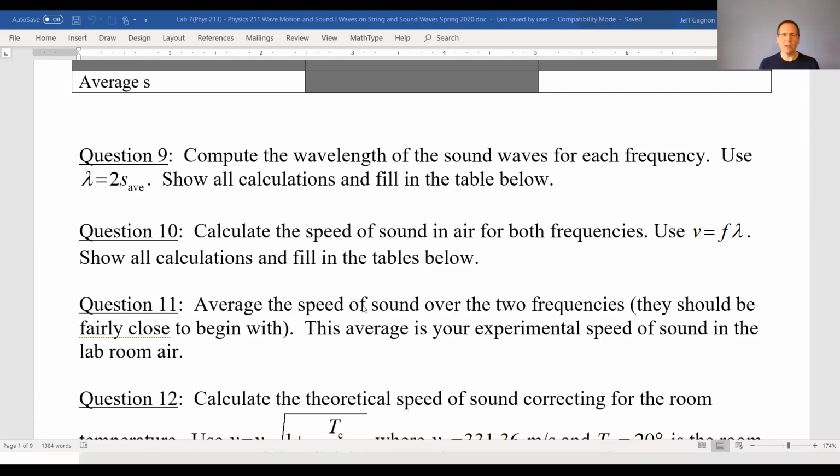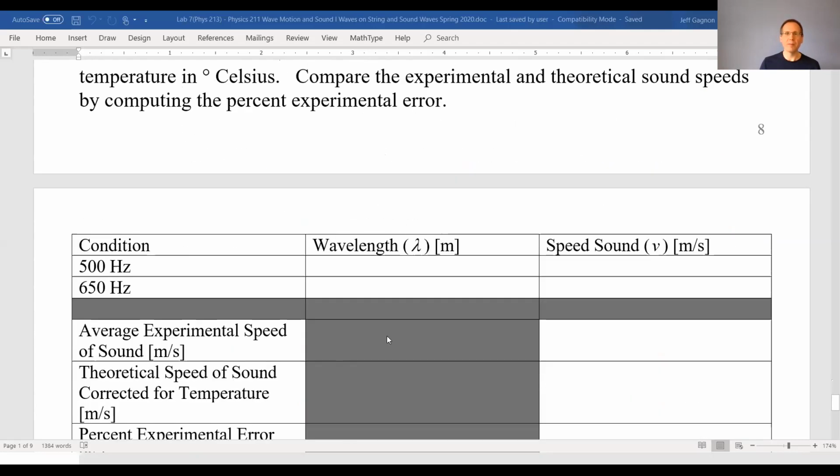Then question 11 is simply to average those two, because you're calculating the speed of sound for both the 500 hertz condition and 650. Again, they should be very similar. In theory, they should be exactly the same, but hopefully they'll be close. So average them together, and that value will be your experimental speed of sound.